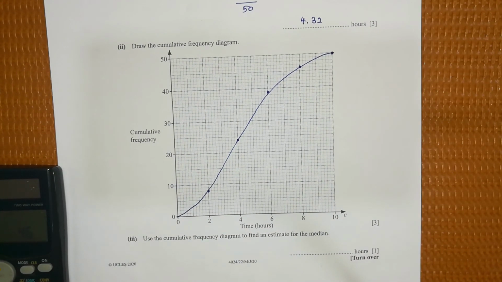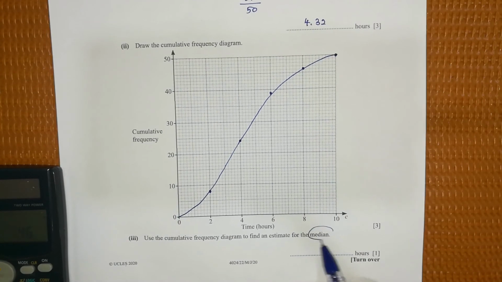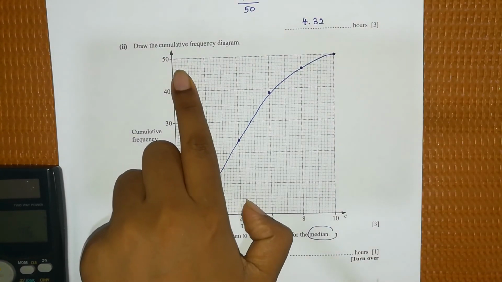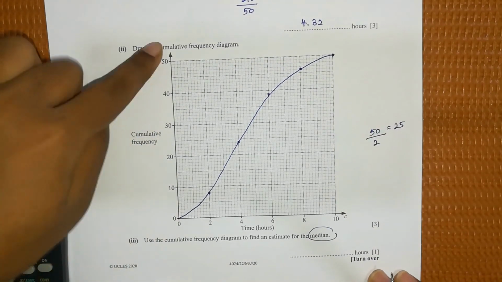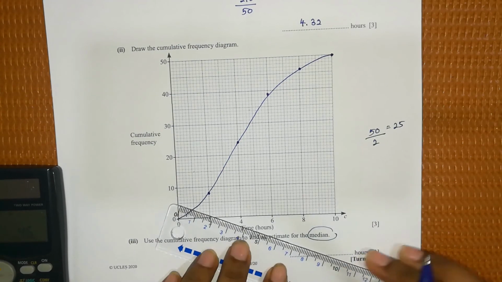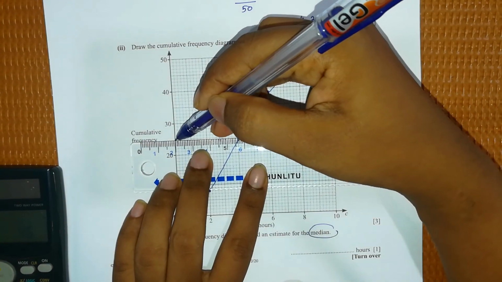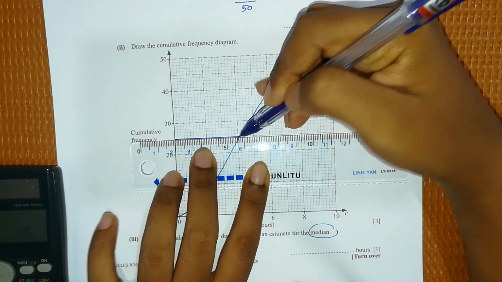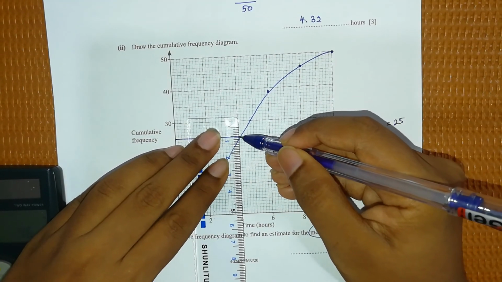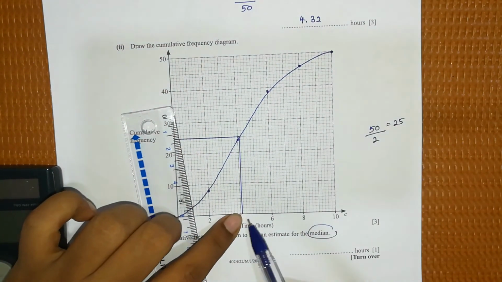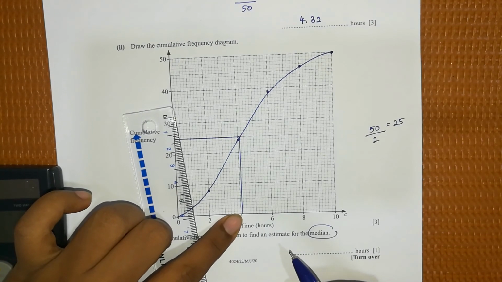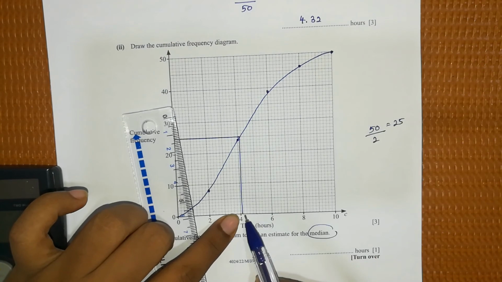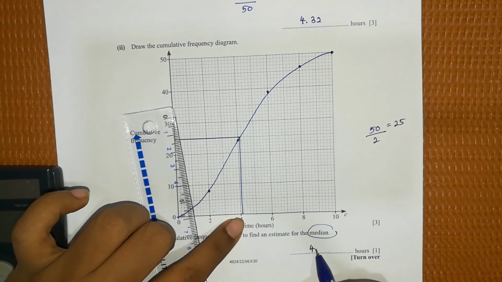Part 3. Use the cumulative frequency diagram to find an estimate for the median. Median is the middle value. You have 50 students. So the middle value will be 50 divided by 2, 25. So from the cumulative frequency side, take 25. Here is the 25. So you have to draw a line. Then from there you have to come down. So here 4, here 5. Now 4 to 5, each square is 0.2. It's like 4.1 hours.